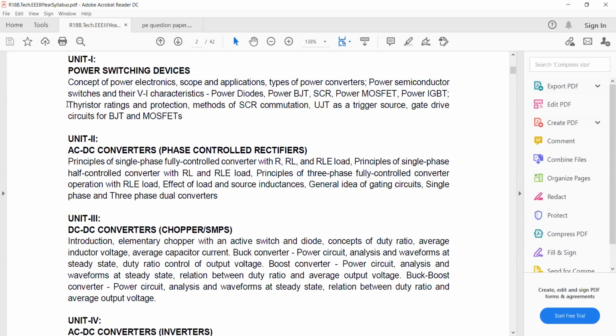Now I am giving one assignment topic. That means you have to read this one: thyristor ratings. It is not really a theory topic. If you buy one SCR, they will provide certain values, such as the maximum input voltage. But this question will be asked every year in the examination. Thyristor ratings is a theory question, and I'll provide the material for that as well. Protection means snubber circuits. A snubber circuit is used to protect the SCR.